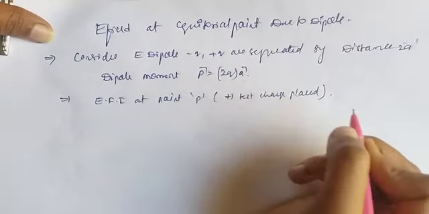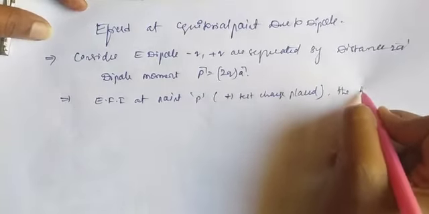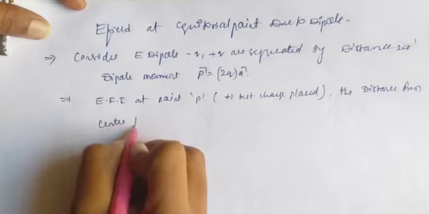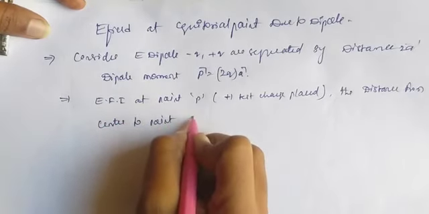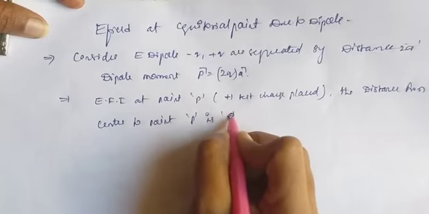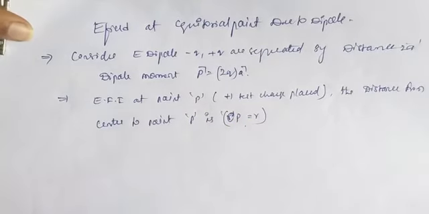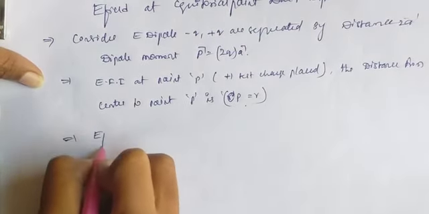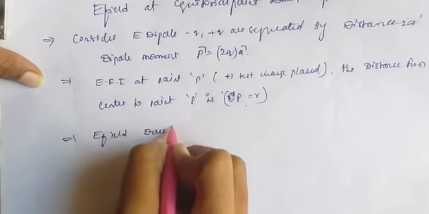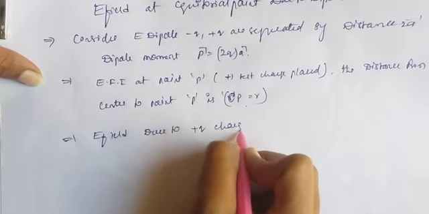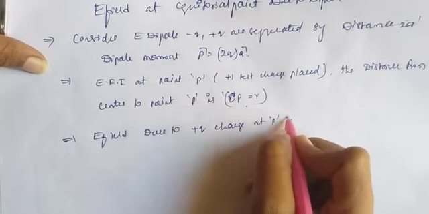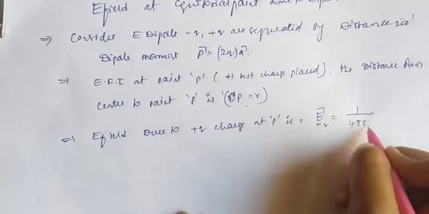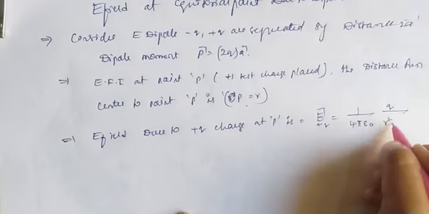Okay. So the distance from center to point P is R. That is OP is equal to R. Now here we are getting some electric fields, no? So the electric field due to positive charge at P is 1 by 4 pi epsilon naught, that is q by r square plus a square.